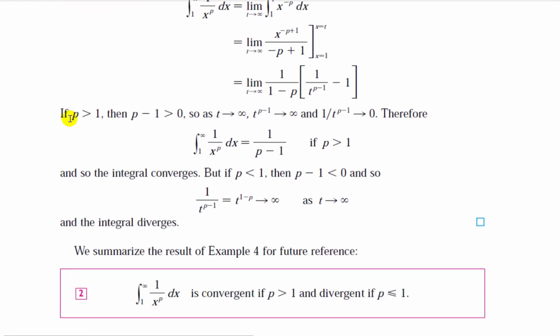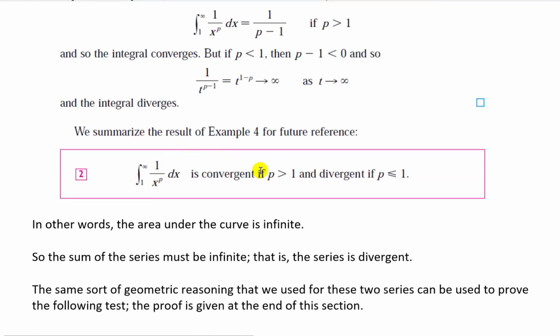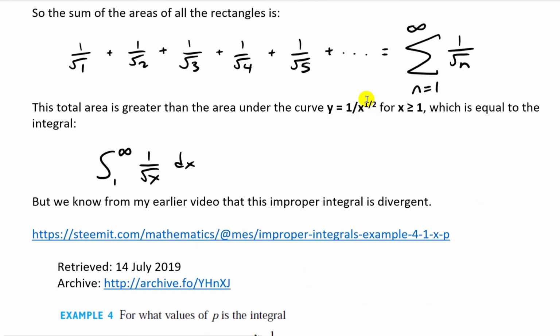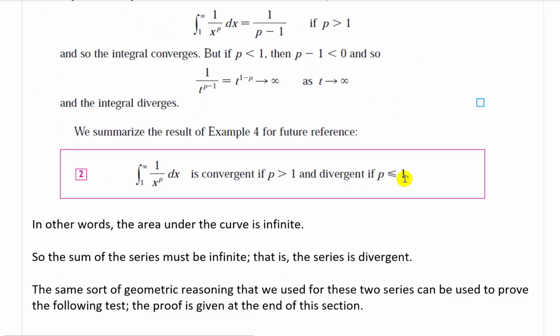So if p is greater than 1, then the integral converges, but if p is less than 1, then the integral diverges. It summarizes here: the integral from 1 to infinity of 1 over x to the power of p dx is convergent if p is greater than 1 and divergent if p is less than or equal to 1. Here we have 1/2, which is less than 1, so that's the p.